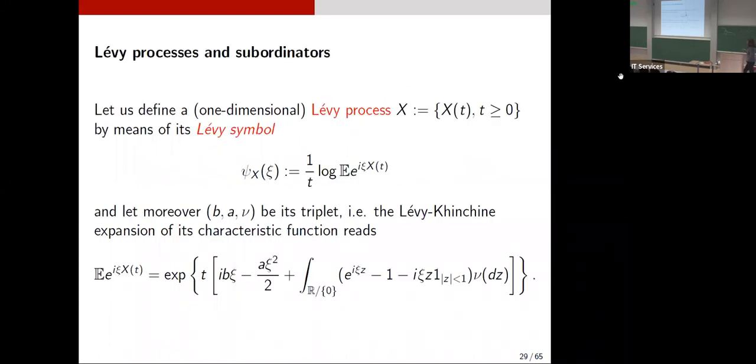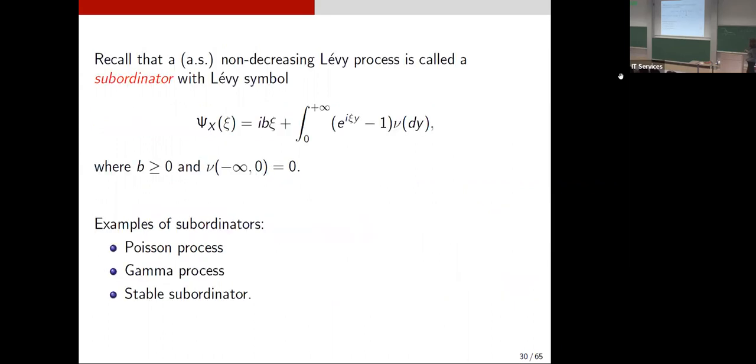So just very shortly, because I see that all of you are experts in Lévy processes, just to introduce the notation, this is the symbol of a Lévy process. This is the well-known Lévy-Khinchin expansion of its characteristic function. This is the Lévy measure. But in particular, as I said, we will concentrate on a particular class of Lévy processes, which is the class of subordinators.